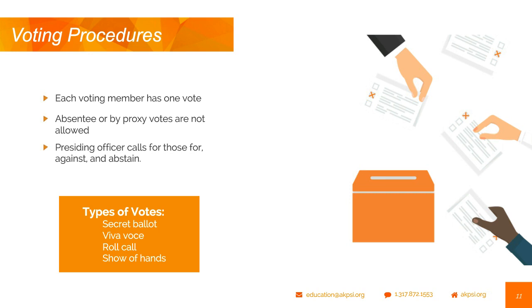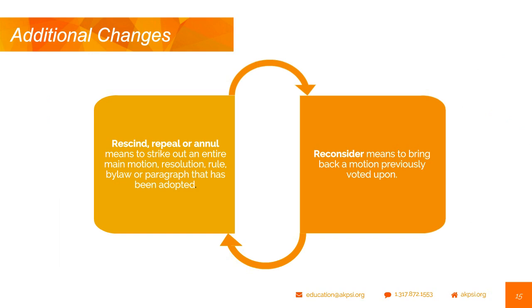Okay, so now the final thing we're going to talk about is basically once you have voted and adopted, you realize, oops, we made a mistake. How to repeal, rescind, and revoke. In this case, once you realize a mistake, you can make another motion. A motion to rescind, to repeal, or annul means to strike out an entire motion, resolution, rule, bylaw, or paragraph that has been previously adopted. This motion must be seconded, and it is debatable and amendable. It requires a 2/3 vote to pass unless full previous notice is given. Then it can be passed by a majority vote.